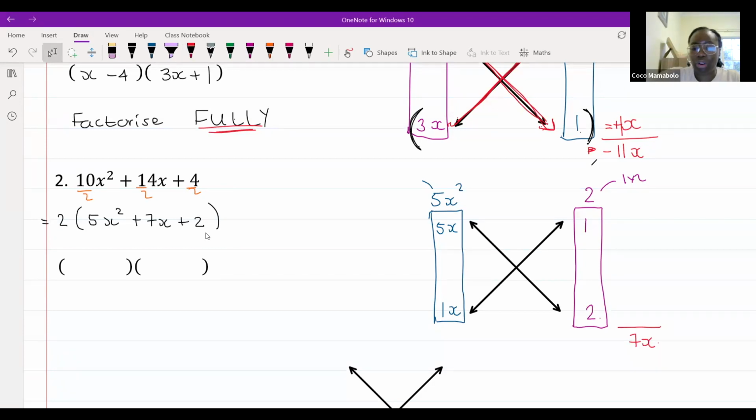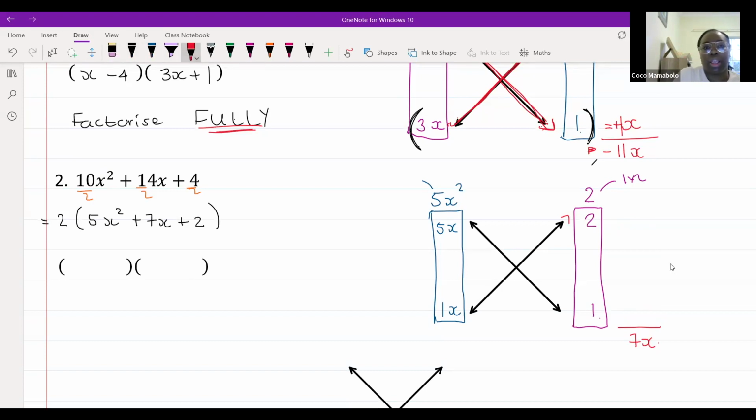Okay, so let's cross multiply, grade 10s. I'm going to get 1x times 1, which will give me just x. 5x times 2 is going to give me 10x. Does that work? Nope. Doesn't work. So maybe let's switch them around. Maybe let's put the 2 at the top and the 1 at the bottom, and let's see if that helps.